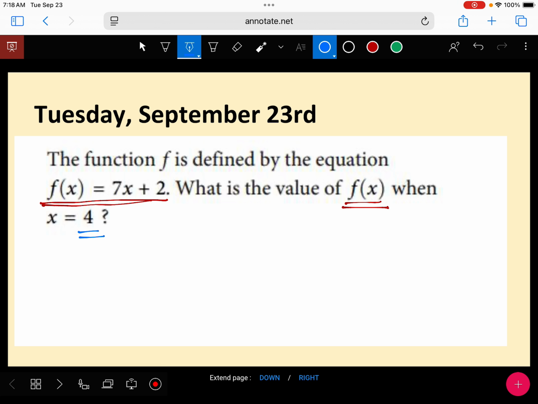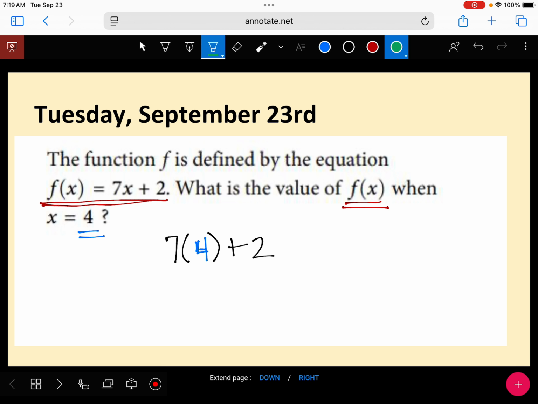What'd you say? Yep, put it in there. Substitute it in. So we're going to do 7 times 4 plus 2. Go ahead, type that, if you need to. See what you get when you do that. 7 times 4 plus 2.